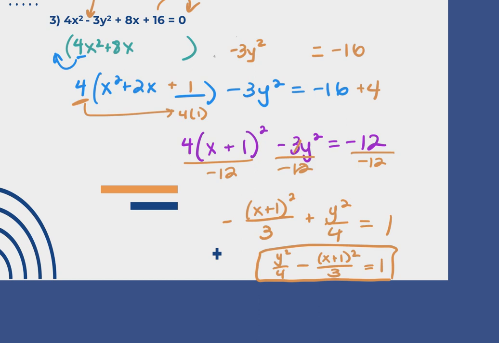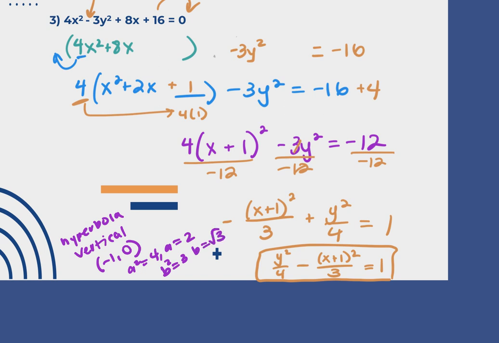So tell me what you know about this hyperbola. It's vertical because the y comes first. Vertical. What's the center? Negative 1, 0. What's the a squared? 4. Remember, a is always first. So a is 2 and b squared is 3. So b is the square root of 3.